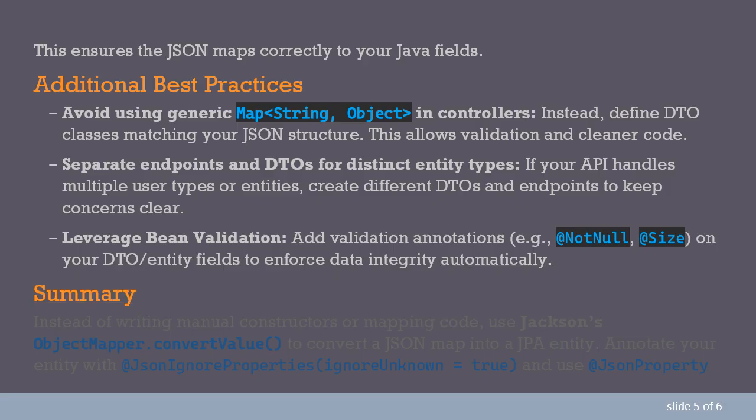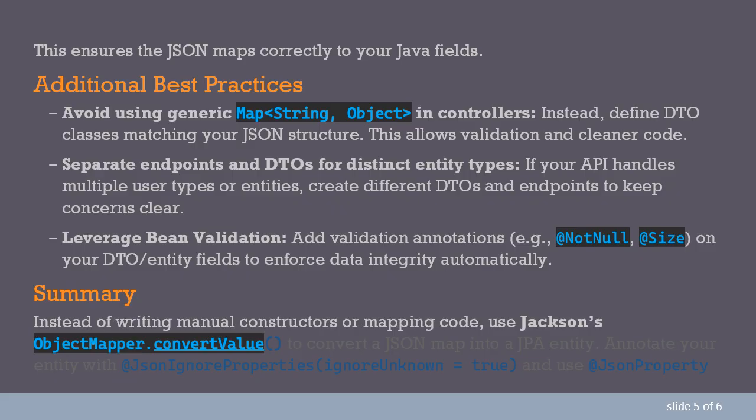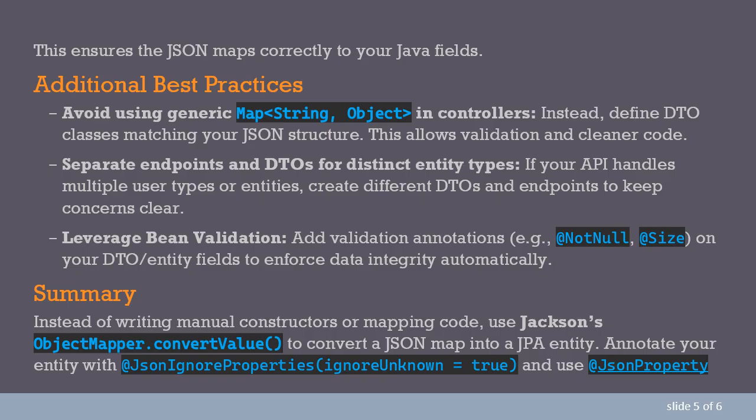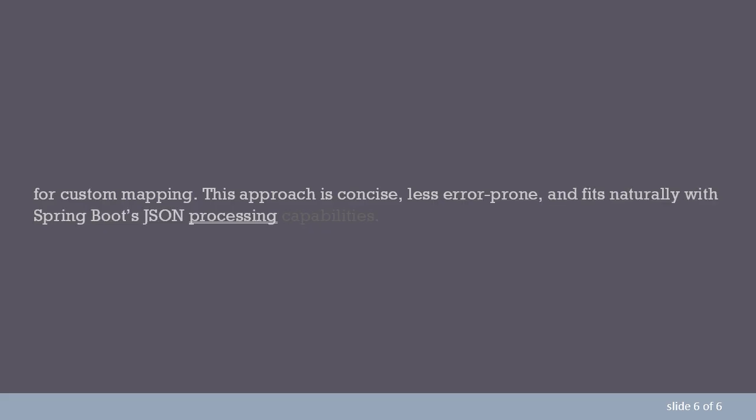Summary. Instead of writing manual constructors or mapping code, use Jackson's ObjectMapper.convertValue to convert a JSON map into a JPA entity. Annotate your entity with @JsonIgnoreProperties(ignoreUnknown = true), and use @JsonProperty for custom mapping. This approach is concise, less error-prone, and fits naturally with Spring Boot's JSON processing capabilities.